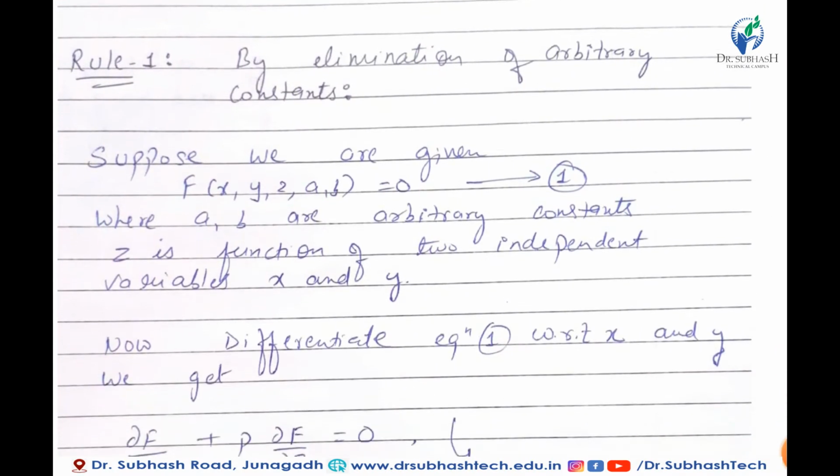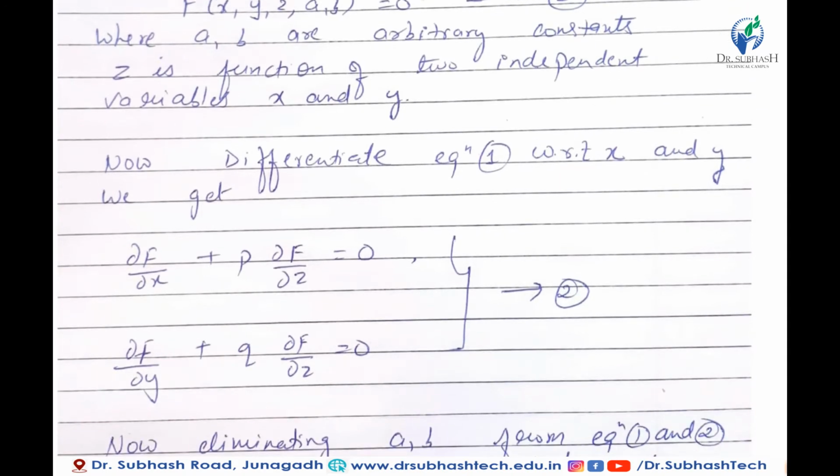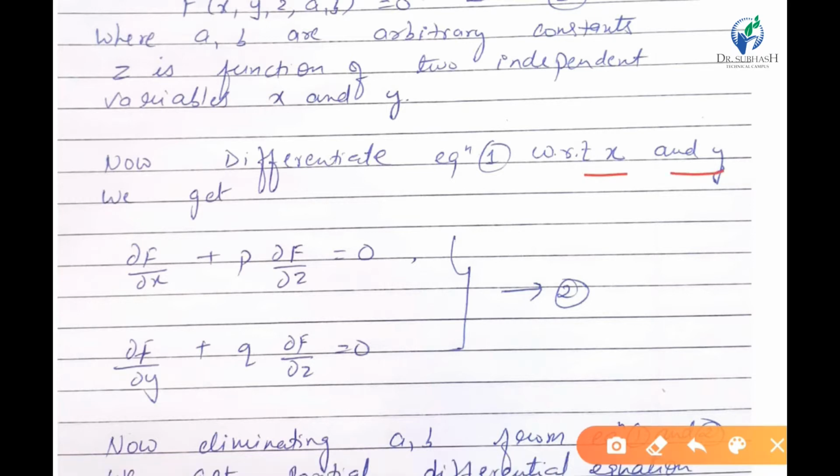Now, what we'll do is we'll differentiate the above equation with respect to x and with respect to y. So on differentiating, we get del f by del x plus p del f by del z equal to 0. Now the next equation is del f by del y plus q del f by del z equal to 0. We name it as equation 2.